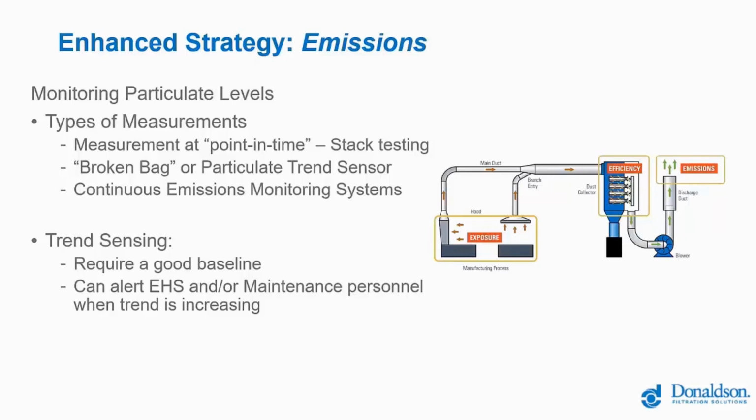Now for a connected solution, we use a trend sensor. And the trend sensor really is a good mix between an extremely expensive continuous emission monitoring system and stack testing, which can only be done on a periodic basis. A trend sensor, when you set a good baseline for it, knowing that you've got low levels of particulate inside your ducting, will tell you when that trend is going up or down and will send alerts to maintenance people when that trend is increasing, hopefully so you can take early action before you have a catastrophic filter failure and you've got a lot of particulate going either into the environment or back into your factory.